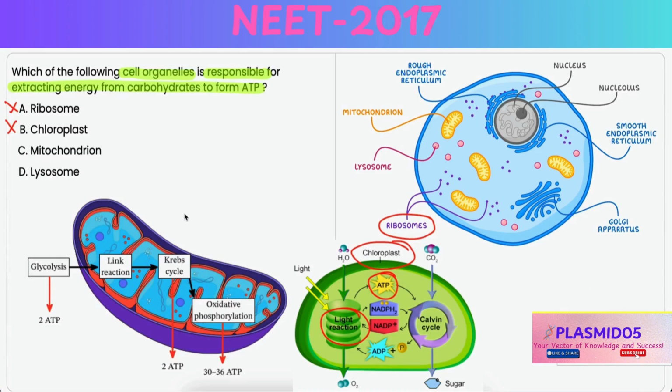Option C, mitochondria. Now, mitochondria, which are known as the powerhouse of the cell, are the site of the aerobic oxidation of carbohydrates, where glucose is metabolized via Krebs cycle and oxidative phosphorylation to produce ATP. And this is the energy currency of the cell. Hence, it is the correct option. Option D, lysosome. It is incorrect because lysosomes are involved in breakdown of macromolecules, cellular debris or pathogens.